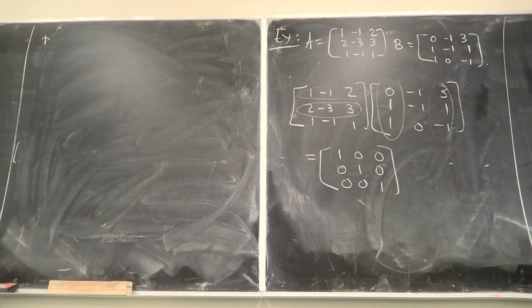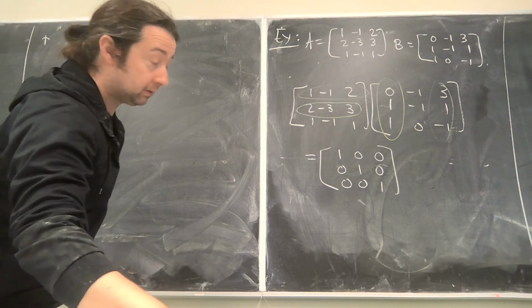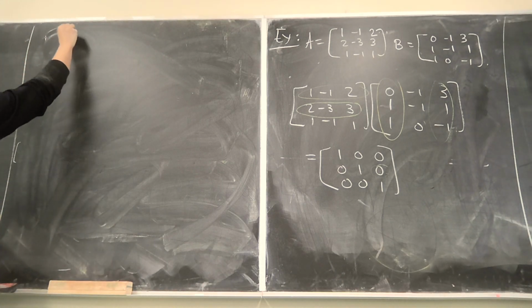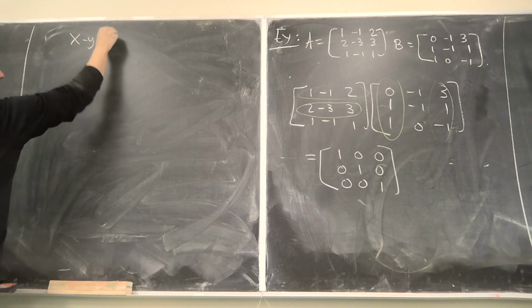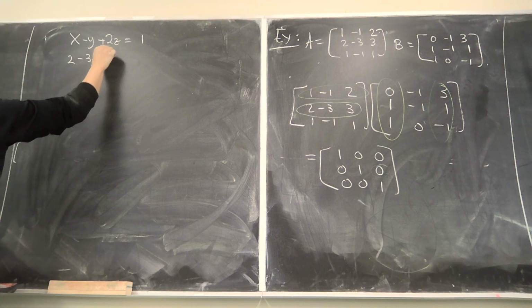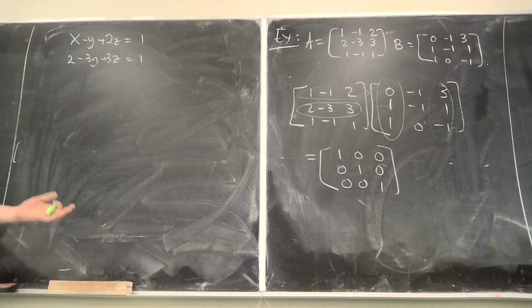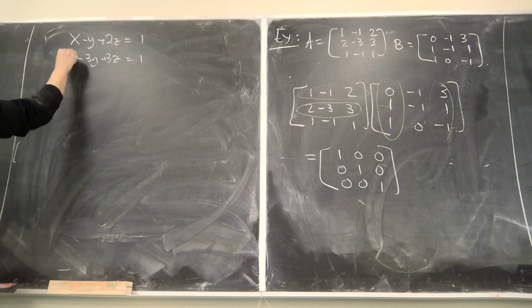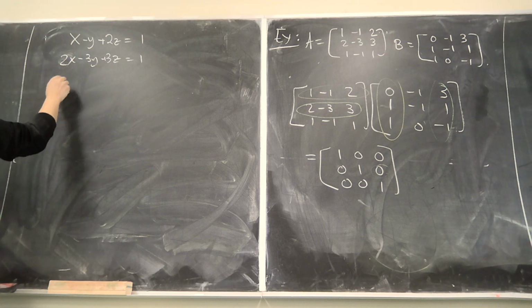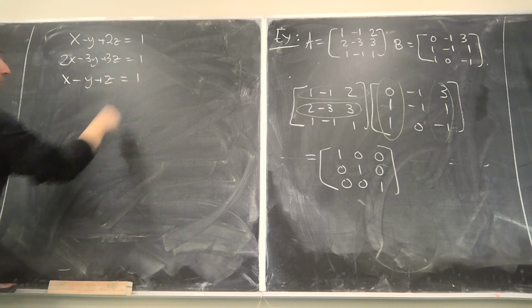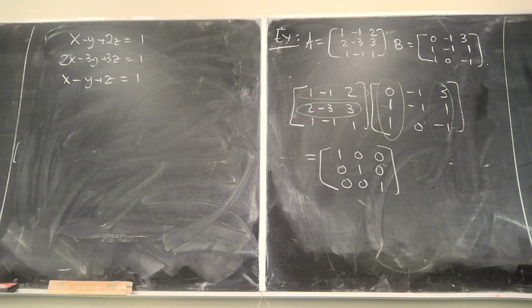So let's look at Ax = b. What that says is, I'm going to write down a matrix problem. So x - y + 2z = 1, 2x - 3y + 3z = 1. I'm just making up a problem involving that matrix, okay? And x - y + z = 1. So I've made up a system of equations.